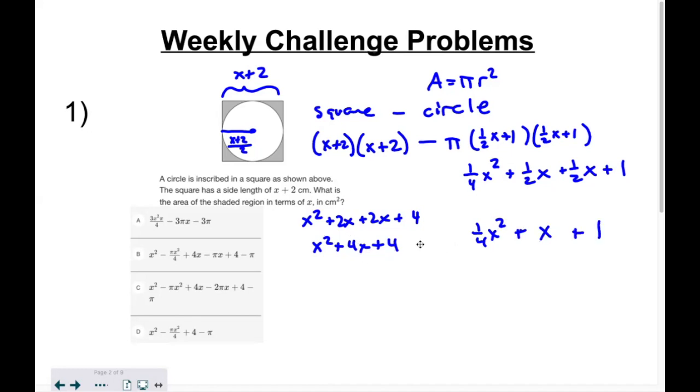All right, I have not forgotten the pi. So I'm going to subtract the pi and then all this in parentheses. And finally, this is the last step that I'm going to do. So I have x squared plus 4x plus 4, and then I'm going to distribute the pi and the negative. This is a negative pi that's being distributed. So that's minus 1/4 pi x squared, and then minus pi x. And then, oops, it's not plus. Let me get rid of that.